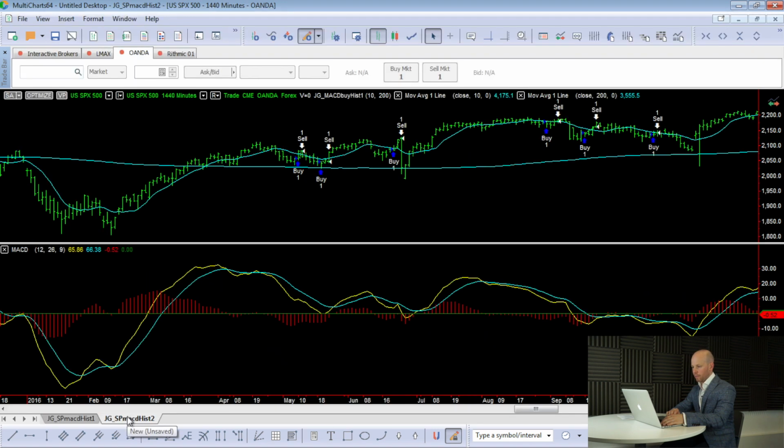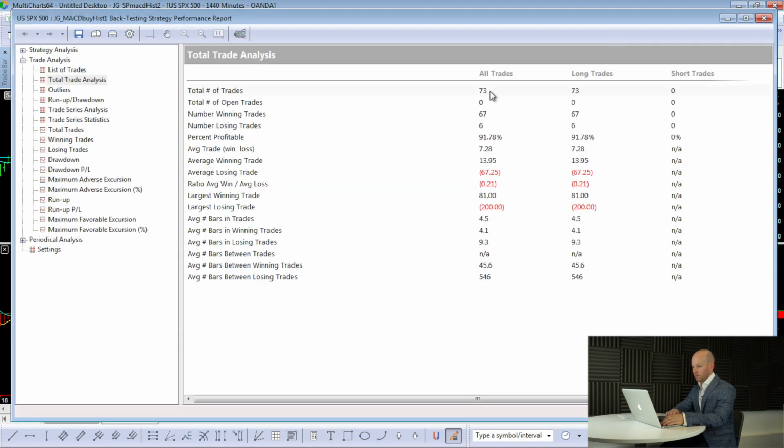Looking back at this workspace with the stop loss, we have got slightly more trades because we're being stopped out of some a bit earlier. We've still got a very high win rate of 91%. Average trade has come right down to only 7 points. But even with some trading costs, obviously we are still making money using this strategy.